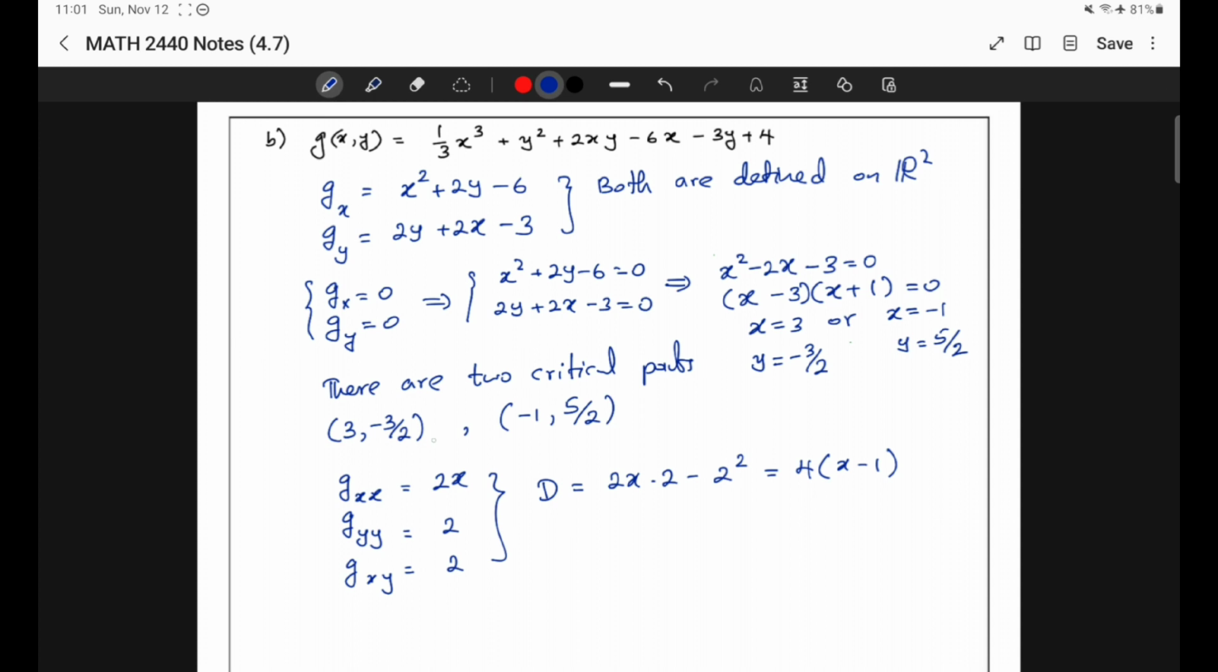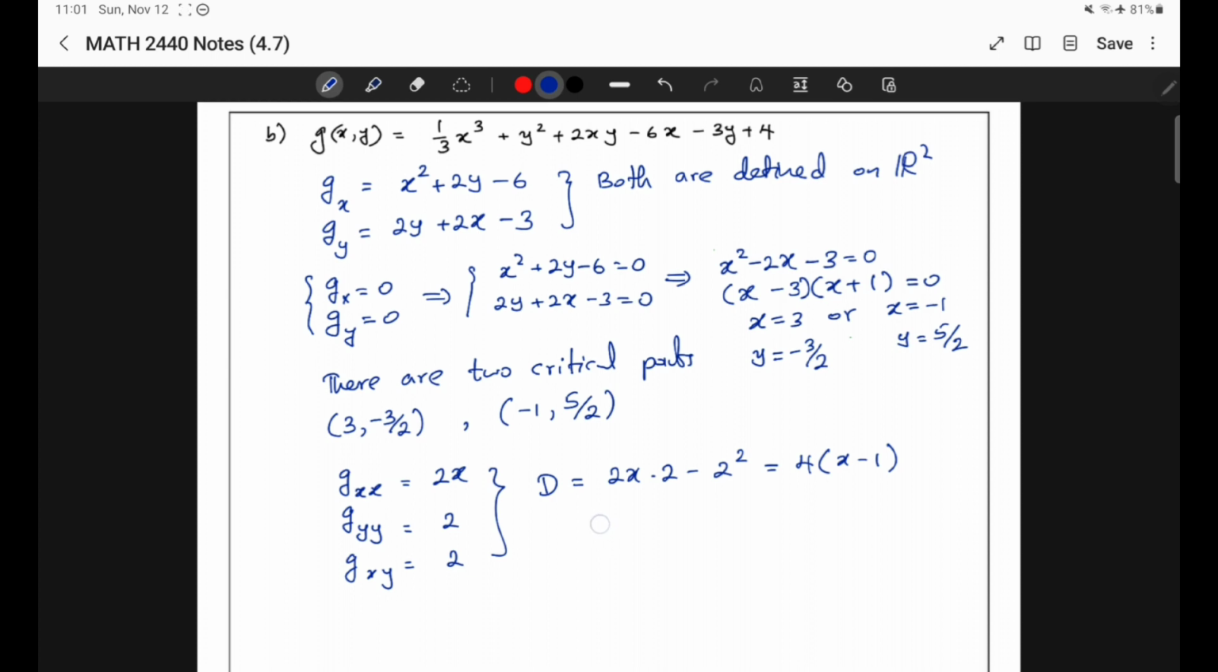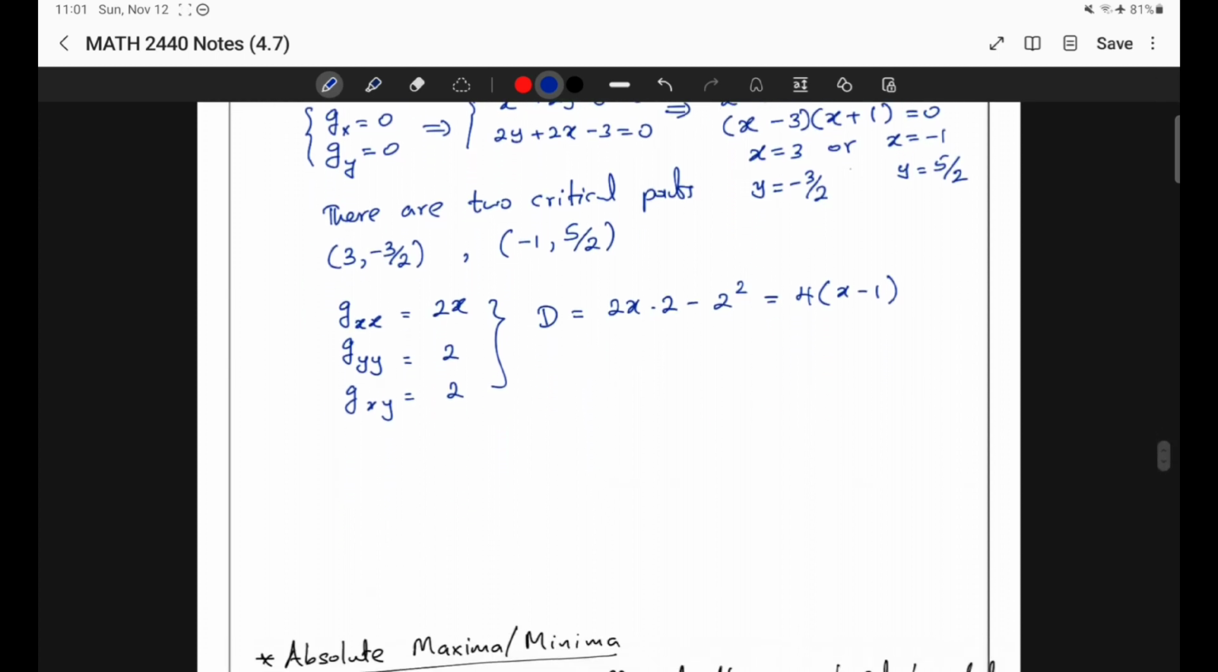Now we have 2 points to consider, and 4. Okay, so let me write them down. So gxx is 2x and d is 4x minus 1. I have two critical points. Let's apply this to each of these points.